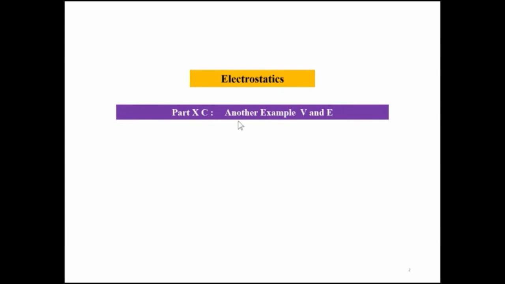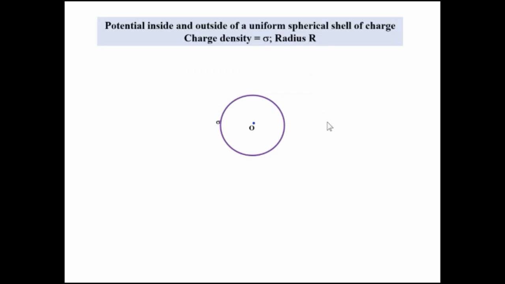So I'd like to do another example where we get the potential and then the E field. The problem is a sphere. It's a shell. It has uniform charge density sigma. It has a radius r. And so what we'd like to do is find the potential both inside and outside of this shell.